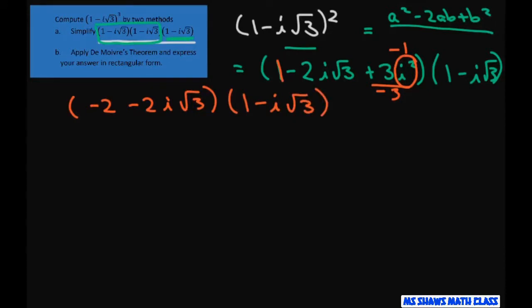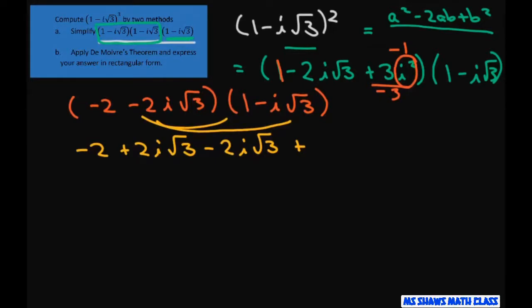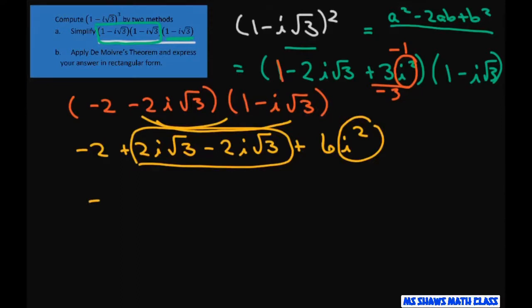And then you FOIL this out, you're going to get -2 plus 2i square root of 3 minus 2i square root of 3 plus this one's going to be 6i squared. And remember, that's -1. So these two cancel. So we get -2 plus 6 times -1, which is -2 minus 6, which is -8.